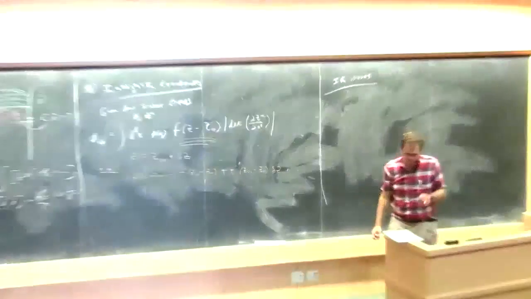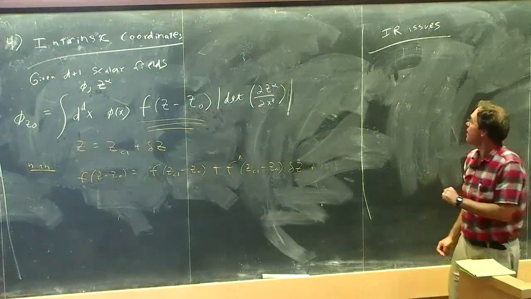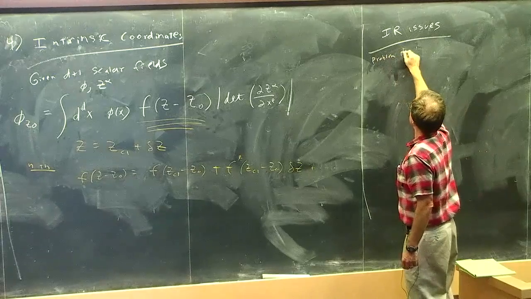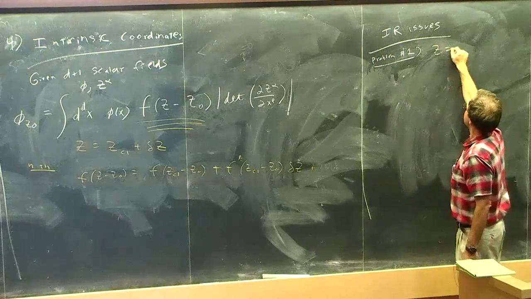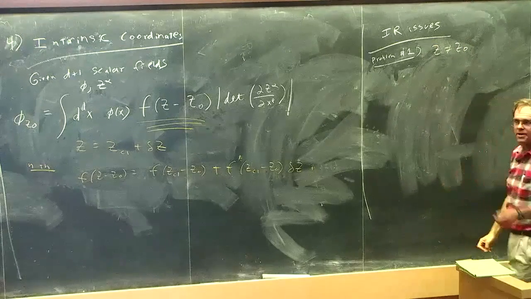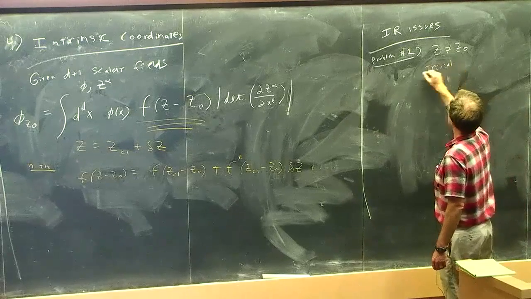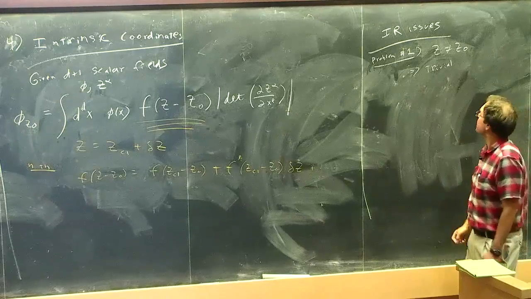Okay. So what kind of infrared issues might there be? Well, okay, problem number one is it might be the case that these fields just never take the value you want. This point doesn't exist, in which case the observables become trivial. Okay, that could be a serious problem.